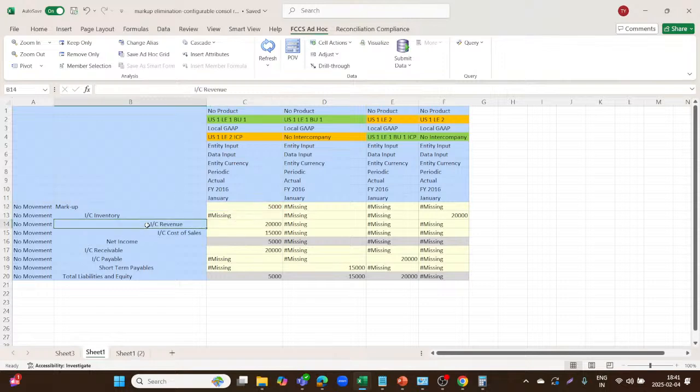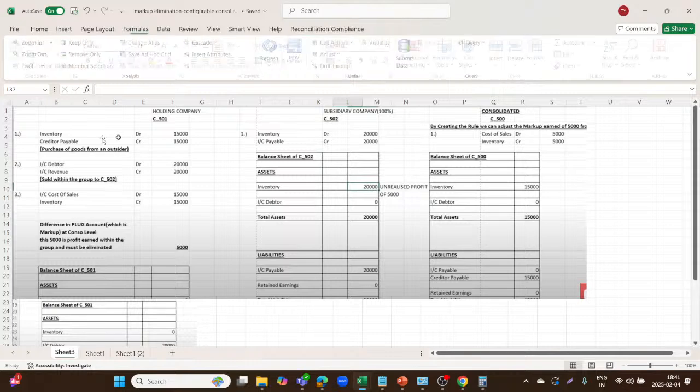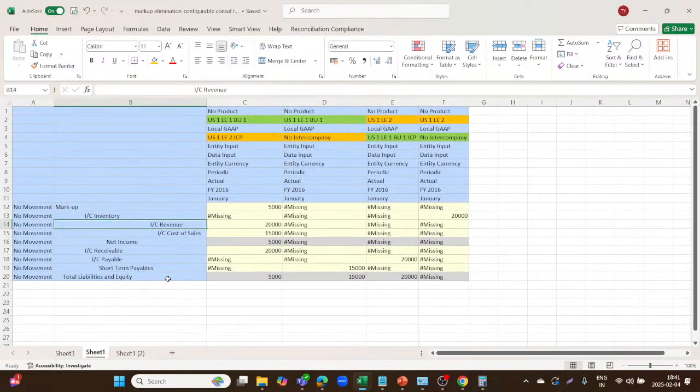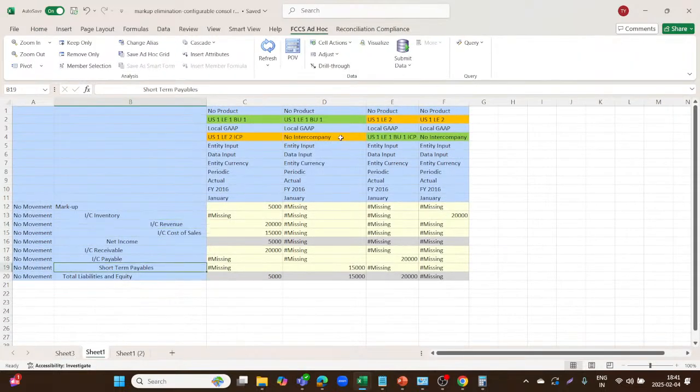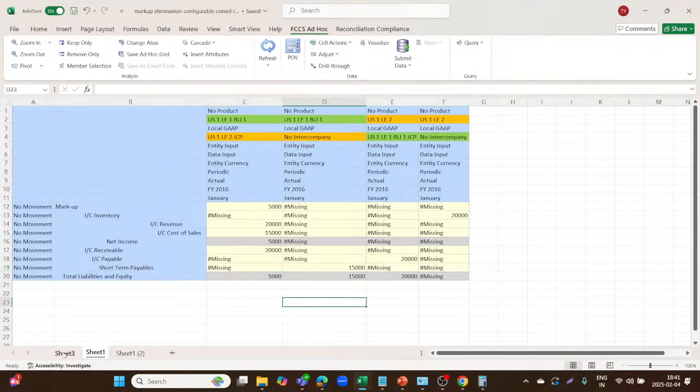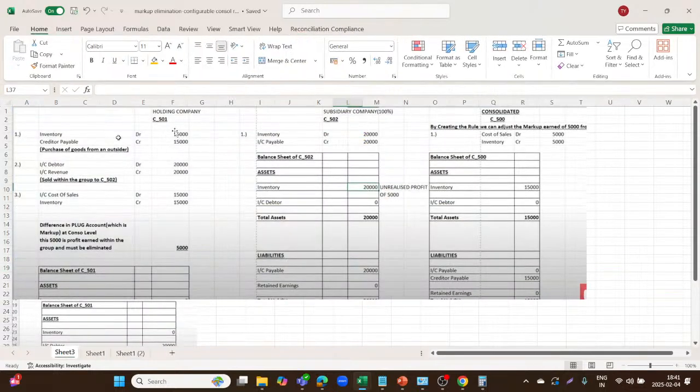Then second, the holding company says I have a creditor payable of 15,000, which is to an outsider, so which is not an intercompany transaction. So if we come back here, you can see the short-term payable. Now that is a no intercompany transaction. For the LE1, you can see 15,000 has been entered under short-term payable. All right. Now come back here again. So we have entered these two.